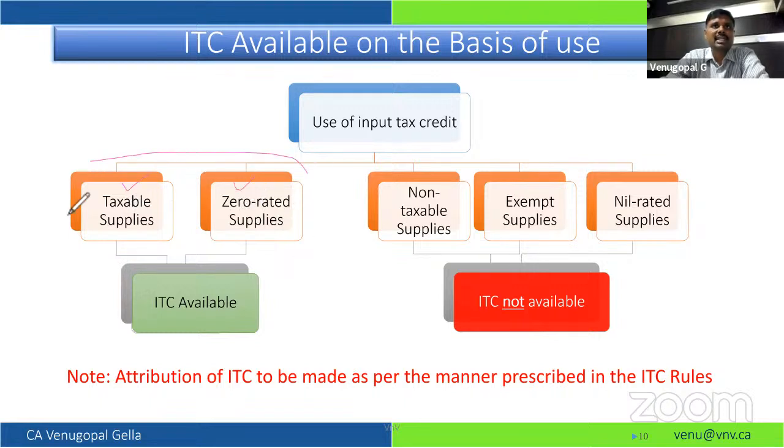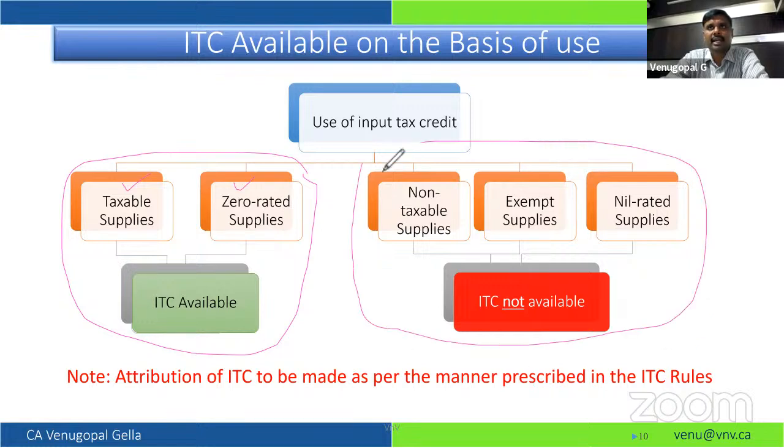So any ITC relating to this, you can avail. If an ITC is pertaining to non-taxable or exempt or nil rated, you cannot avail an ITC pertaining to this. You can only avail ITC pertaining to taxable supplies. But if you have a common input tax credit pertaining to both, let's say you have a statutory audit bill pertaining to taxable outward supplies and non-taxable, then you got to apply the concept called Rule 42.